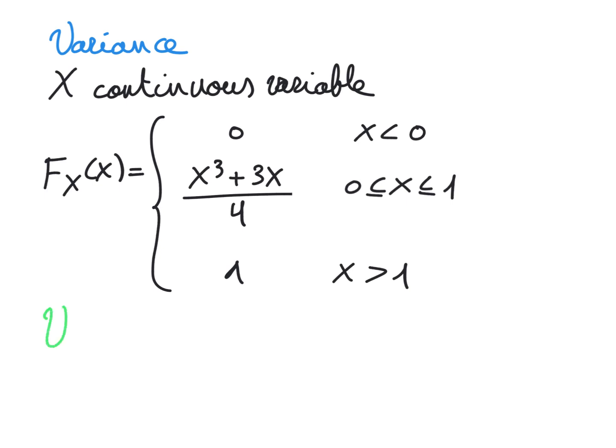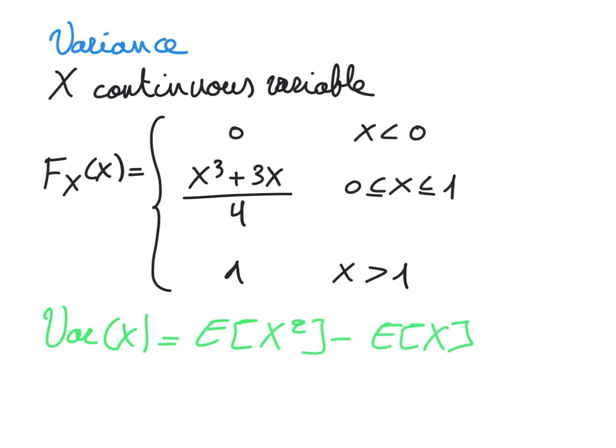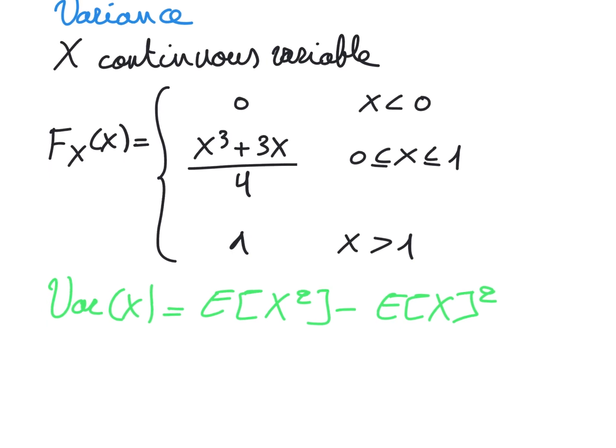The formula for the variance of x, the one that we're going to use, is still the same. It's still the expectation of x squared minus the expectation of x, squared. So we need to compute these two expectations. And, well, the cumulative distribution function is not the right function to do that. We need the probability density function, so small f.